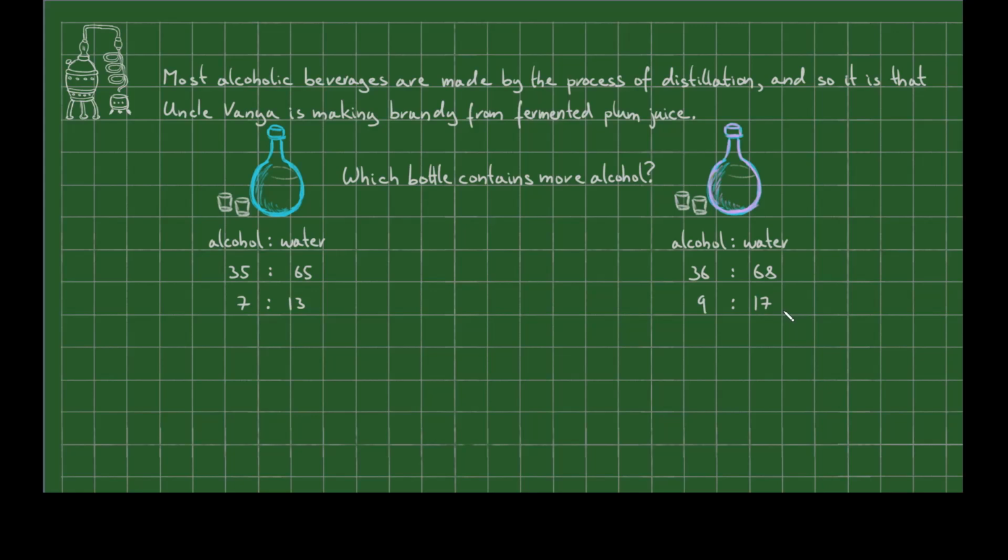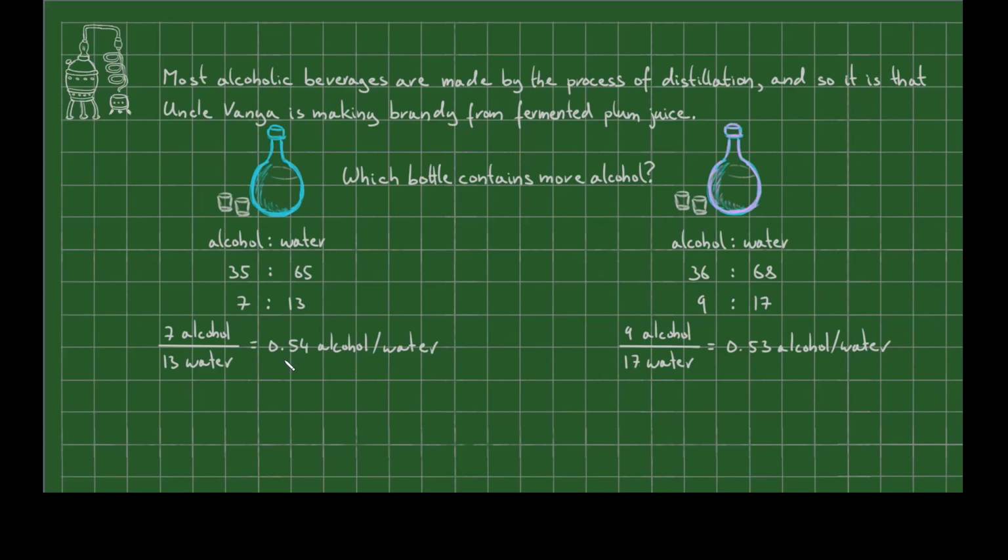As before, I'm going to convert both of these ratios into fractions. And so on the left, I will have 7/13, which will give me 0.54 when rounded to 2 decimal places. While on the right, I will have 9/17, and that will give me 0.53 when rounded to 2 decimal places. Based on this, the bottle on the left contains more alcohol.